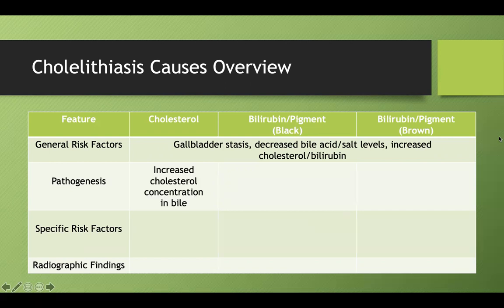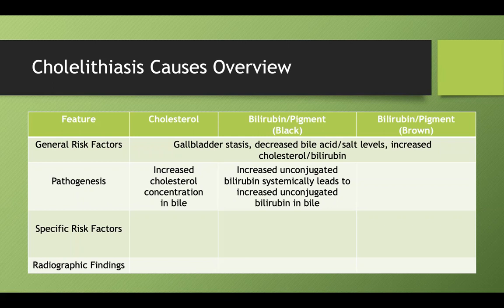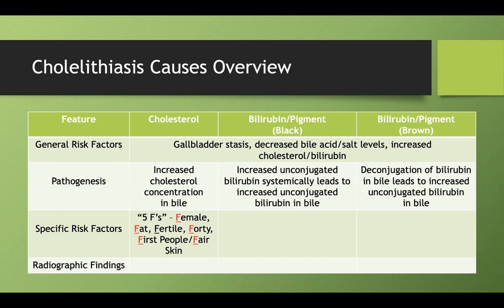And then the pathogenesis is a little different. Cholesterol is naturally going to be related to increased cholesterol concentration in the bile. If we talk about black pigmented stones, that's because of increased unconjugated bilirubin making it into the bile, usually through something like hemolysis. Whereas brown pigment stones are not necessarily related to increased systemic bilirubin; it's more related to bacteria that can deconjugate that bilirubin into unconjugated.